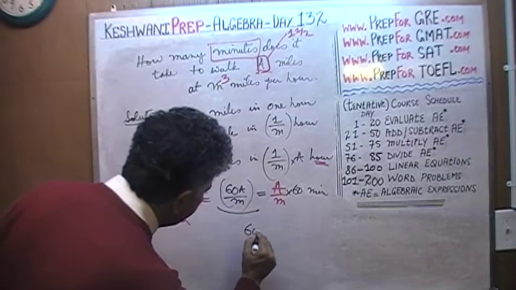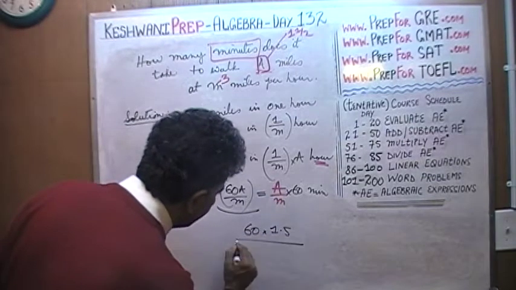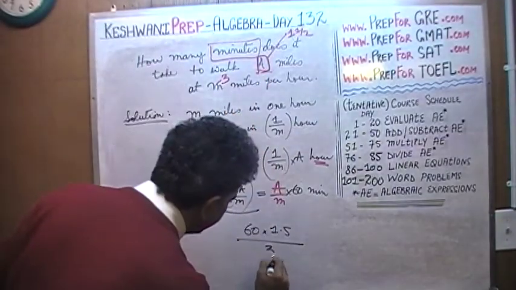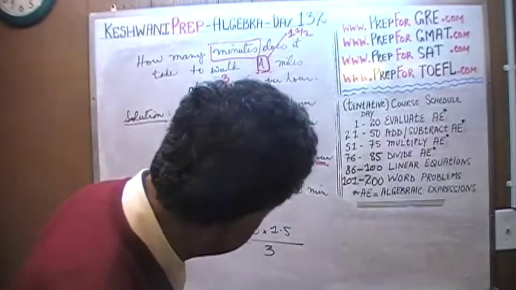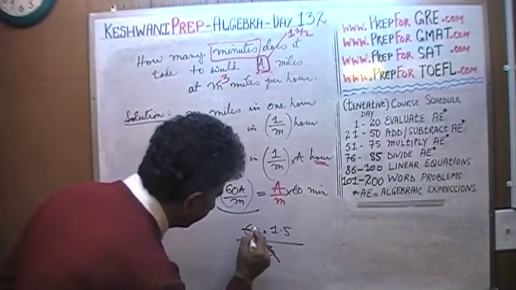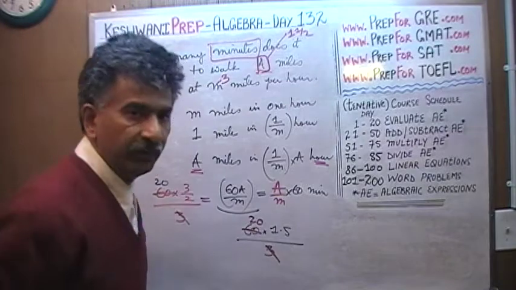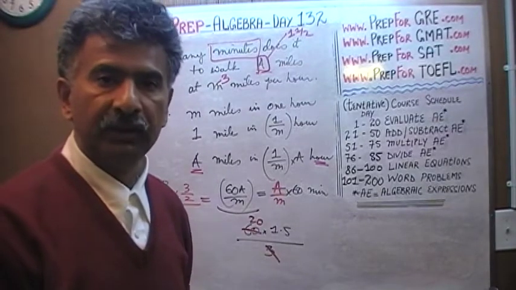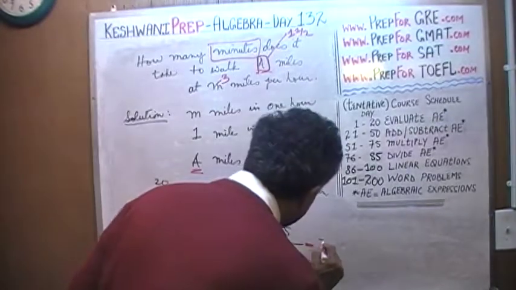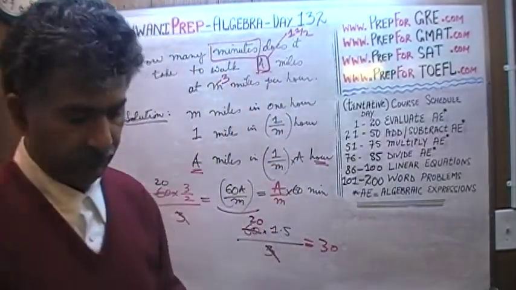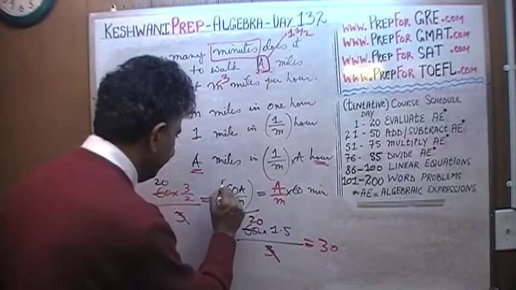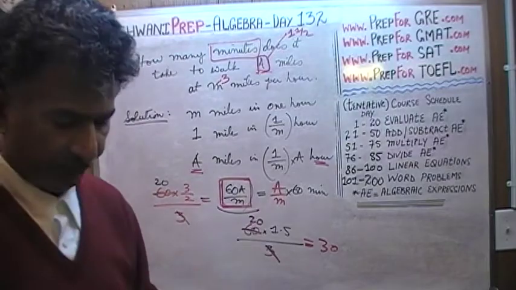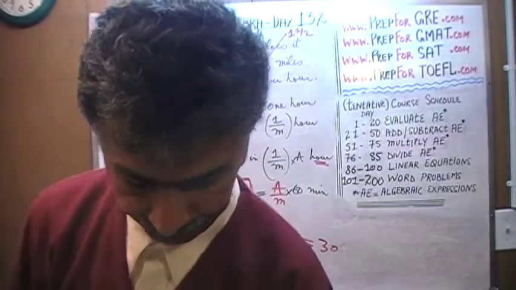It is 60 times 1.5 over m. 1.5 comes from here, 1.5 over m, where m is 3. 3 goes into 60 20 times, and 20 times 1.5 is 30, because 20 times 1 is 20, and half of 20 is 10. So 20 plus 10 is 30. It does give us the right answer. We have just verified that this expression does the job. It is the correct answer: 60a over m. That's it.